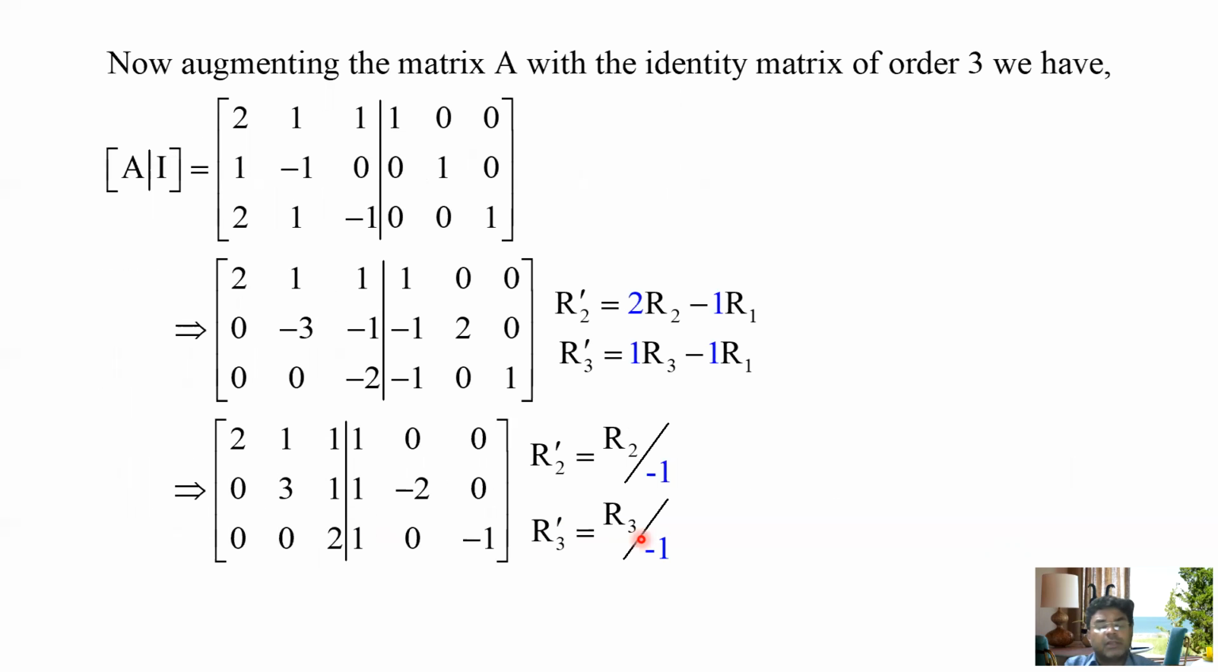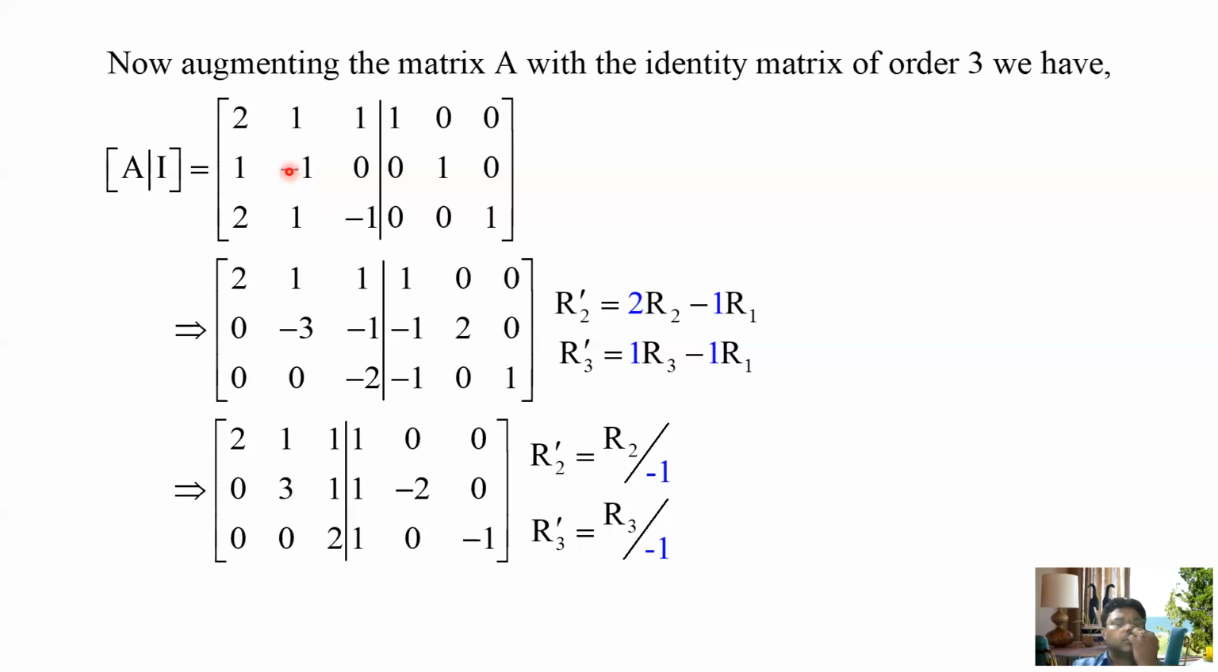Now the most interesting and important part. Now augment the matrix A with the identity matrix of order 3. We have [A | I]. This is your A matrix, and this is your I matrix.